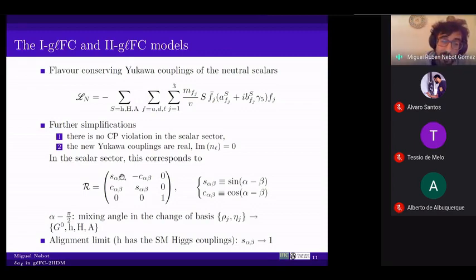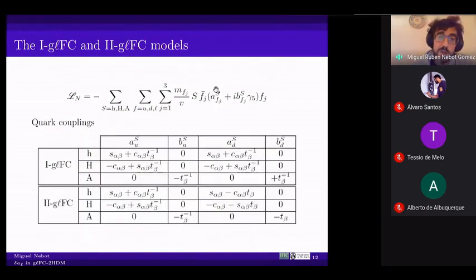In particular, in terms of this matrix, when this matrix tends to the identity, this is what is called the alignment limit, in which by construction, this small h will have the same couplings as the standard model Higgs. And this is a limit to keep in mind when you want to see how things are working. Good. So the thing is that when you do that, for example, there are problems that you avoid, that I will mention briefly in a moment. So with those simplifications, those generic couplings that I was listing there, were simplified to this kind of combinations.